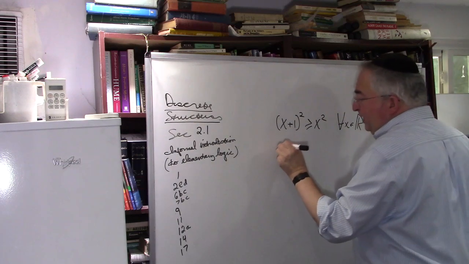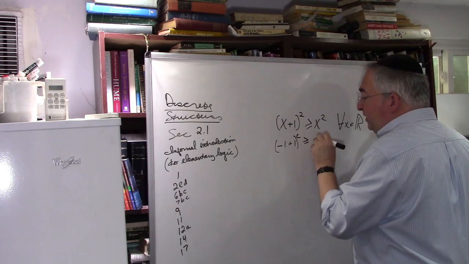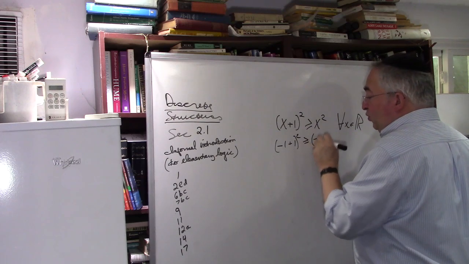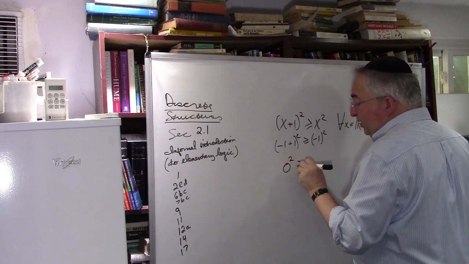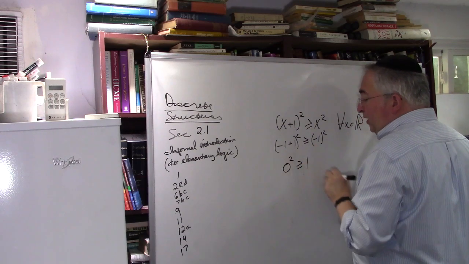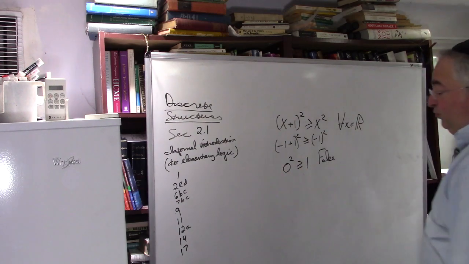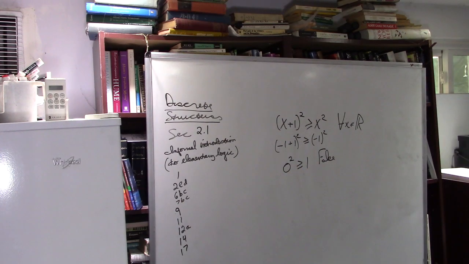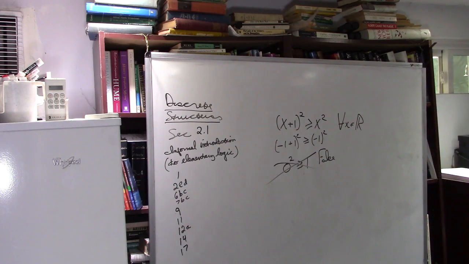So let's do this. (-1+1)^2 is greater than or equal to (-1)^2. Let's see. -1 plus 1 is 0. 0 squared is greater than or equal to 1. This is false. 0 is not greater than 1. So it's false. Therefore, the whole statement is false. You find one counterexample, you find them all.